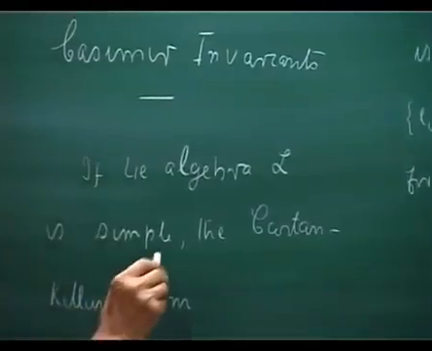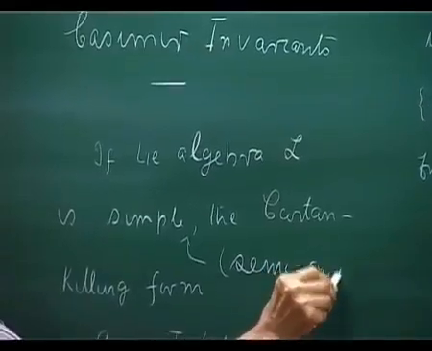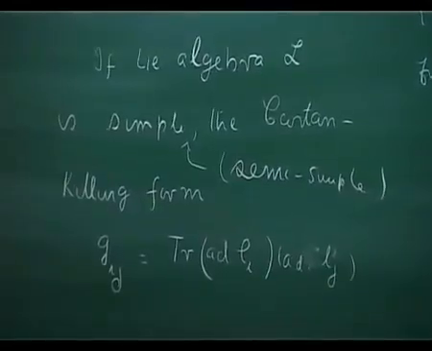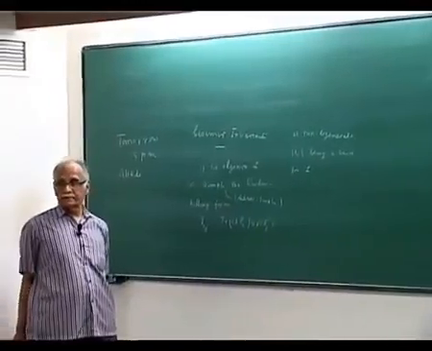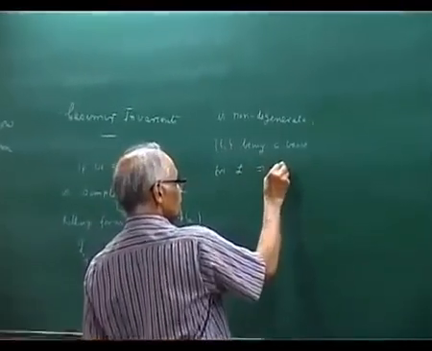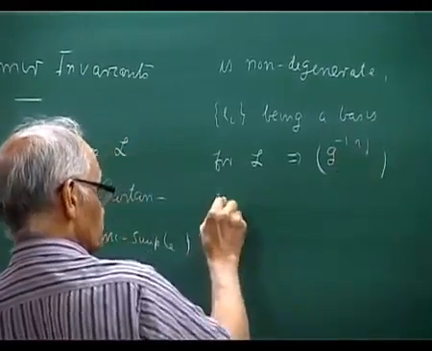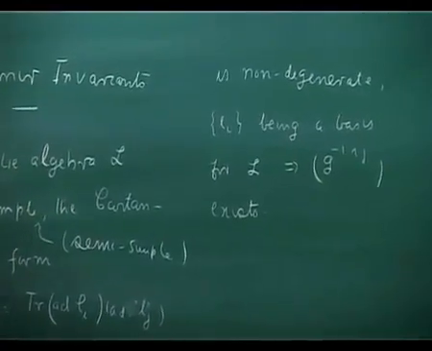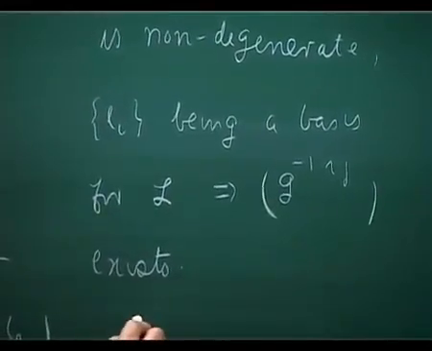It can also be semi-simple. If it is semi-simple, it simply splits into blocks, so it is not a new result. So this is really a basic result. From here, this implies that G inverse, this matrix, exists. The inverse matrix exists, right?